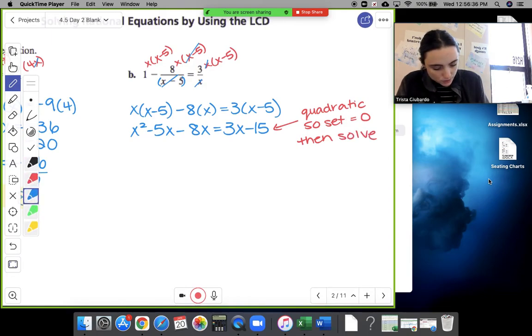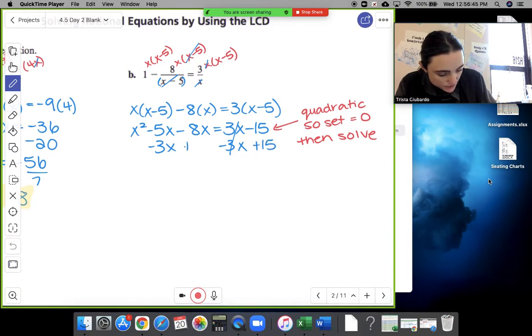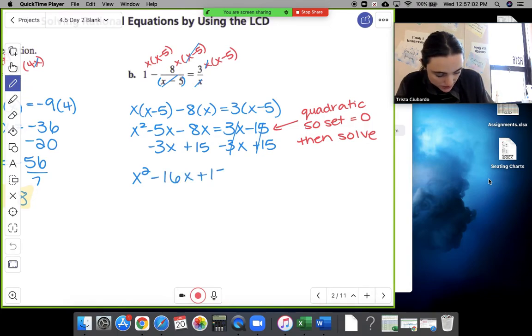All right. So I'm going to go ahead and just bring everything over to the left since there's more terms over there already. We have a positive 3x, so I'm going to subtract 3x from both sides. We have a negative 15, so I'm going to add 15 to both sides to cancel that out. That gives me x squared, and I'm going to combine my x's, make sure you get all the x's in there. So negative 5x minus 8x is negative 13x. Negative 13x minus 3x would be a negative 16x, and then we have the plus 15 equals 0. And then it's up to you how you want to solve your quadratic equation here. This one is factorable, so I'll just go ahead and solve by factoring.